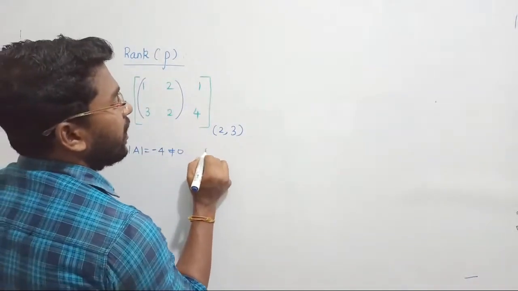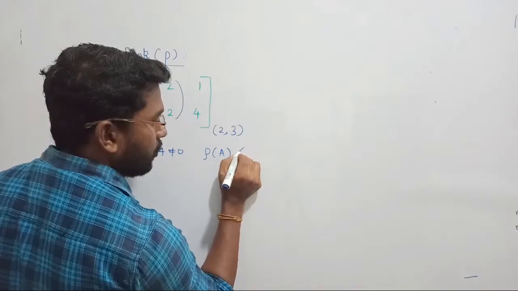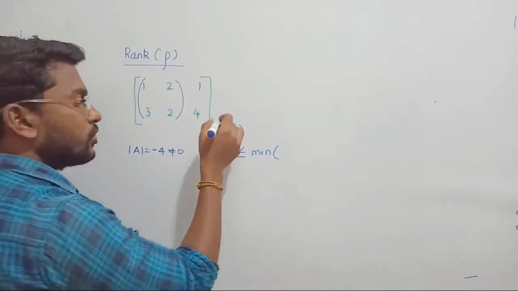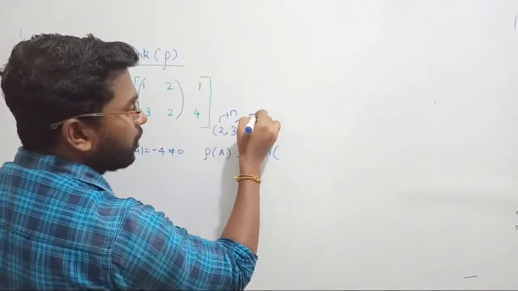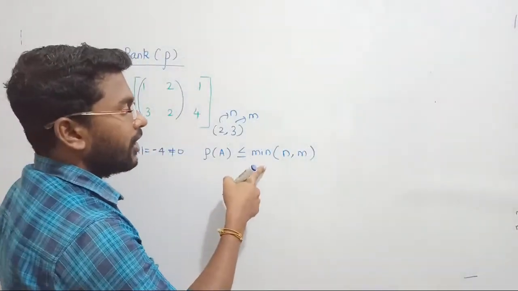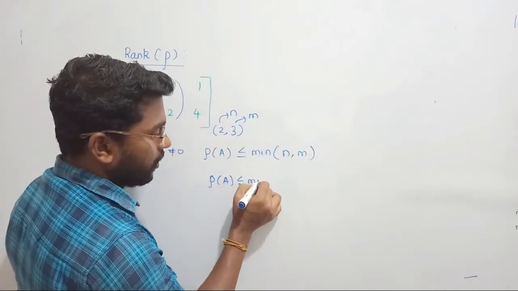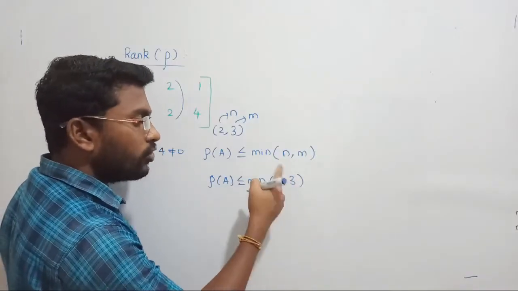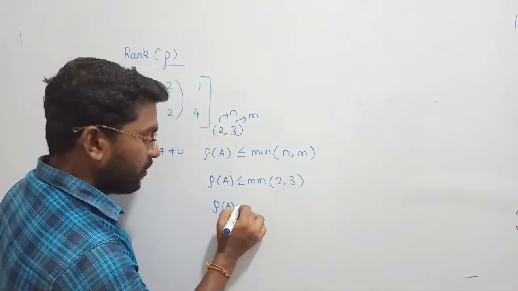Then the rank of the matrix can be defined as less than or equal to the minimum value of rows and columns. Generally, I define the number of rows as n and the number of columns as m. So let me generally write n comma m or m comma n. For our case, the rank of the matrix should be the minimum value of n, which is 2, and m, which is 3. The minimum value is 2. So the correct answer is that the rank of the matrix is going to be 2.